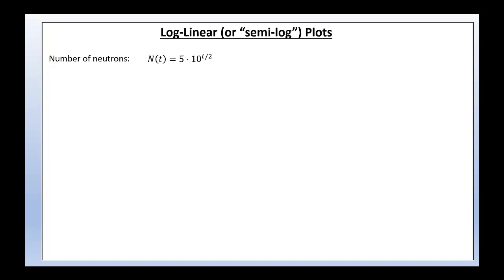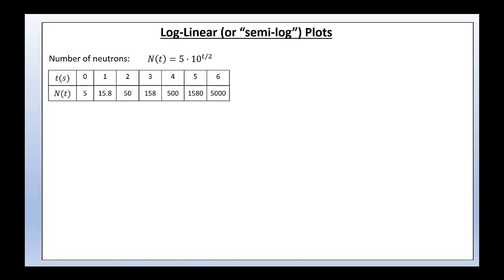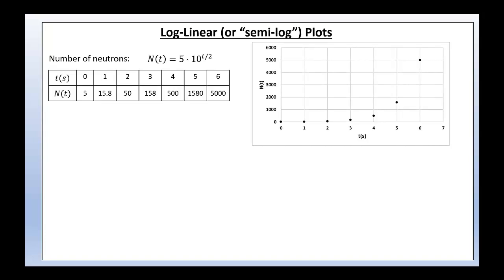So we could just do some quick calculations for different times and see what happens to the number of neutrons as a function of time. And we can see that indeed it grows exponentially. Indeed, the number of neutrons are growing quite fast. So if you plot this on a normal plot, then what you'll see is what looks like relatively flat to begin with, and then very rapid growth as you go out to later times.